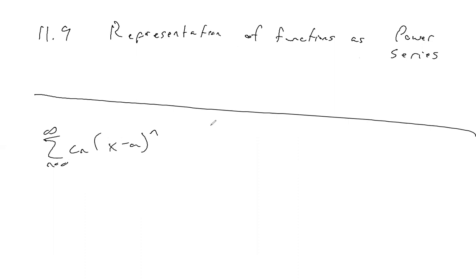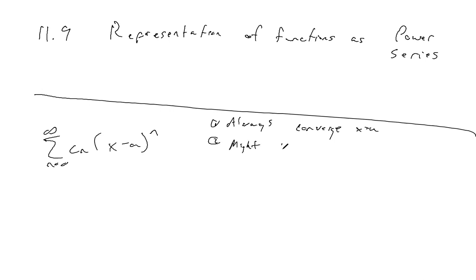And we found out, okay, well, they always converge at x equals a, right? Okay. And then they might converge elsewhere. They might converge everywhere. They might converge on a finite interval, or they might only converge at that point, x equals a. Okay.